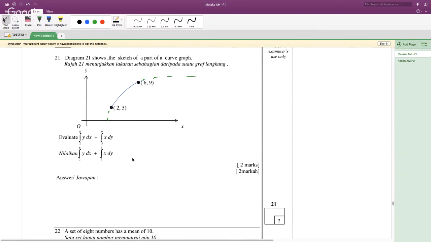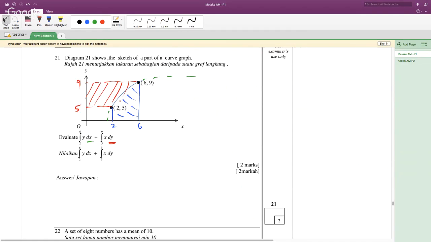Oh, I see. 2 to 6. All right, so dx means toward the x-axis. Toward the x-axis should be somewhere here. So you see 2 to 6, that means it's this area. This is the whole area here. And you see dy here. dy means toward the y-axis here. So you will see from 5 to 9. That means actually they are getting this area.